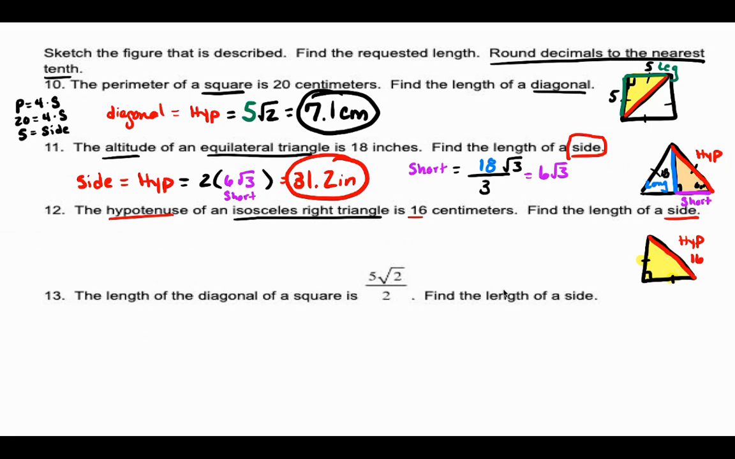So the side that we're looking for is the leg value, and the leg value is calculated by taking the hypotenuse value, dividing it in half, and multiplying by the square root of 2. So for our leg length, 16 divided by 2 is 8, and 8 times the square root of 2 gives us approximately 11.3, and since this is in centimeters.